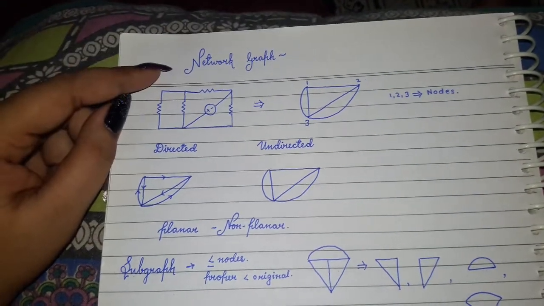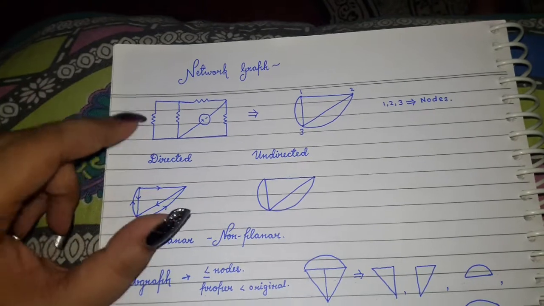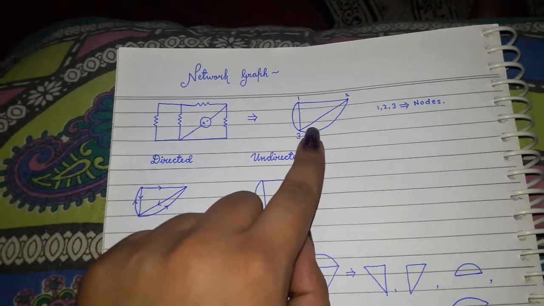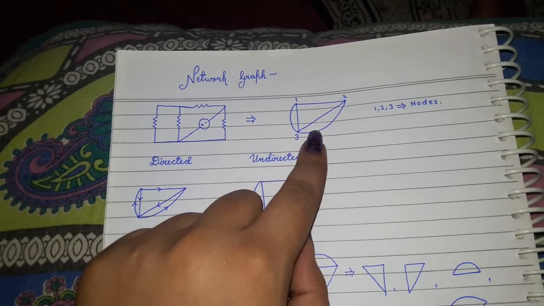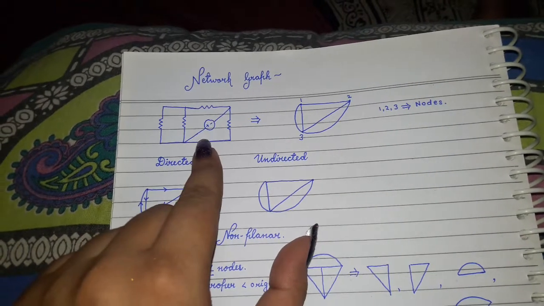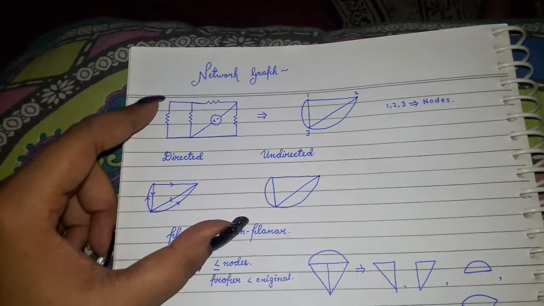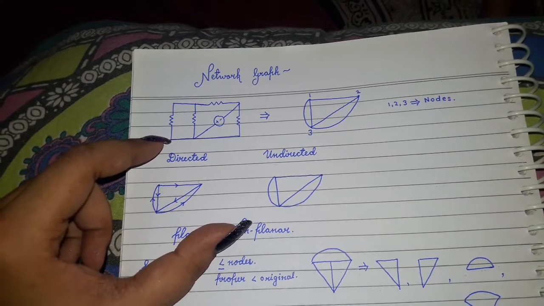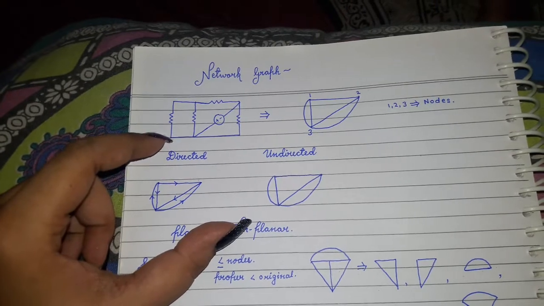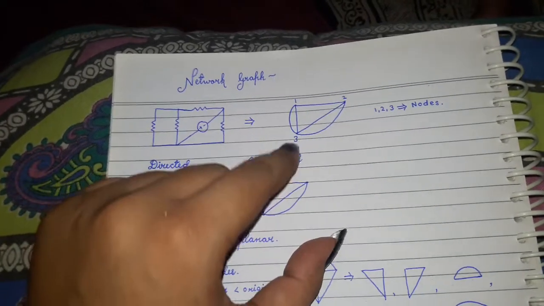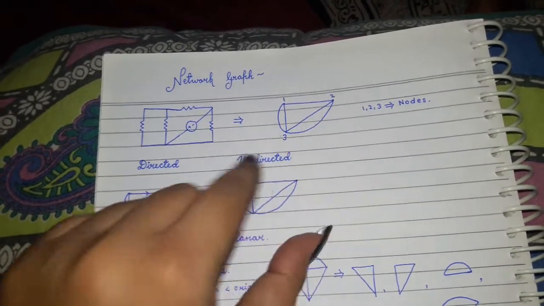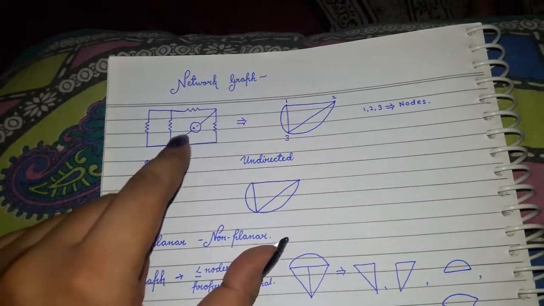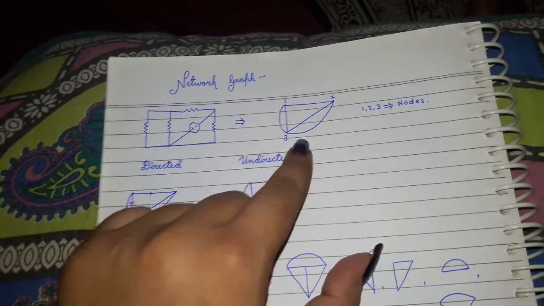First thing first is, what is a network graph? Here you are given a particular network and you are converting it into this particular graph. This graph is called the graph of this network. What we are doing here is replacing all the elements with straight lines with dots at the ends. These dots are called nodes of the graph. This is the graph of this particular network, and converting a network into a graph is what we are going to do.